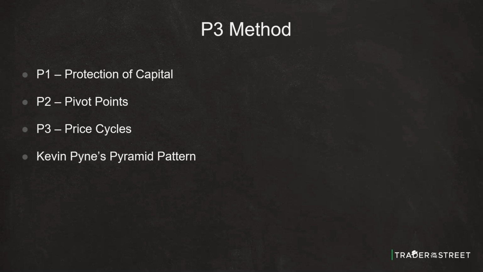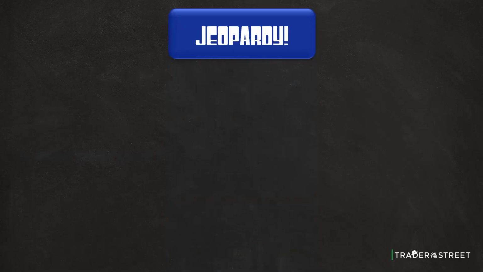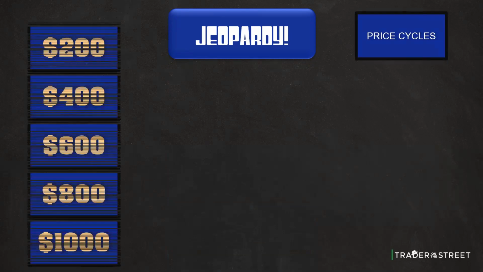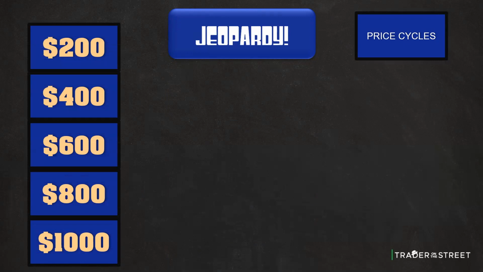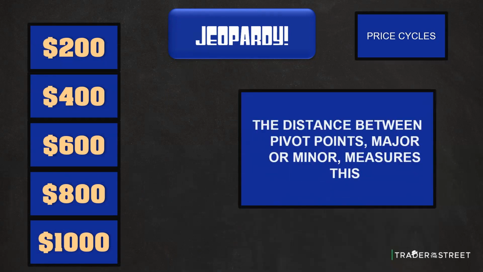It's really, really fun. So I wanted to play a little bit of Jeopardy in loving memory of our Alex Trebek. The category is price cycles. That's Wheel of Fortune, isn't it? Oops, wrong. Mixing my stuff. So for 200, the distance between pivot points, major or minor, measures this. Anybody know? What are price cycles?